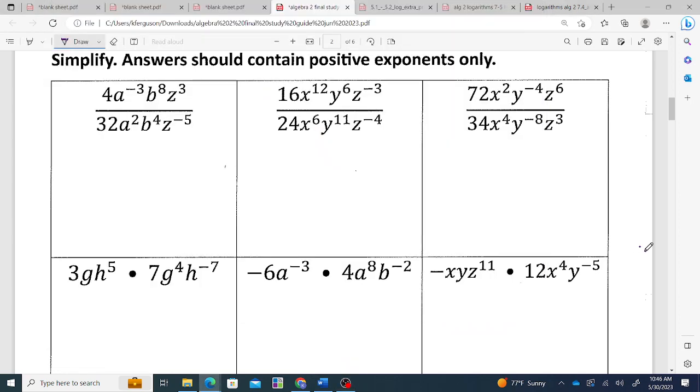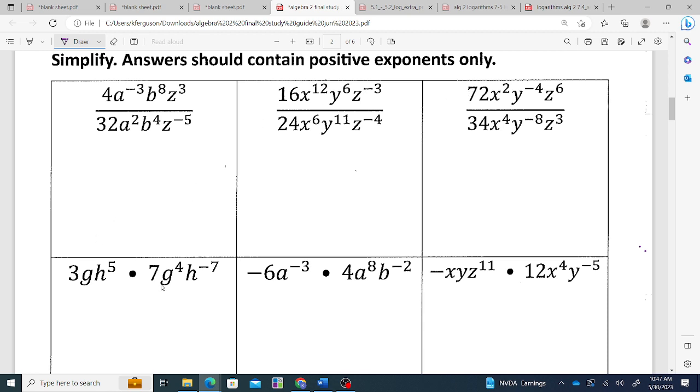All right. So we're talking about exponent rules: the product rule, the quotient rule, and the power rule. When you're multiplying stuff that's got exponents, that's the product rule. You add the exponents. When you're dividing stuff that's got exponents, like in a fraction, you subtract your exponents. So that's the quotient rule and the product rule.